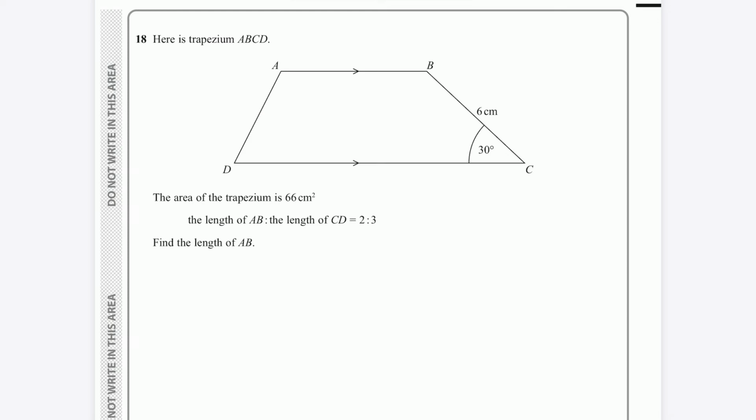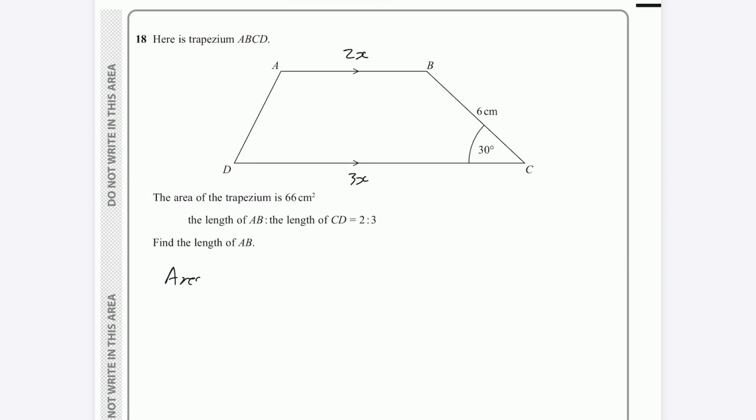The lengths of AB, BC and CD are given as a ratio, so that's going to be 2x, that's 3x. We've got the area as well. It's asking us to find the length AB. Okay, so again, let's just start with some basics. What do we know? It's a trapezium. We know the area. Let's write down the formula for the area of a trapezium.